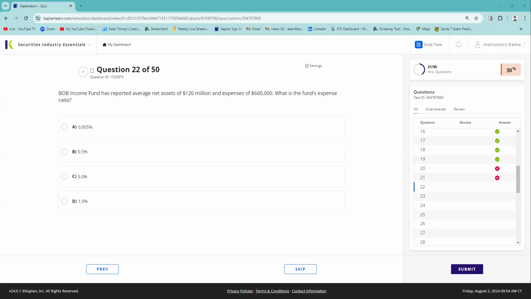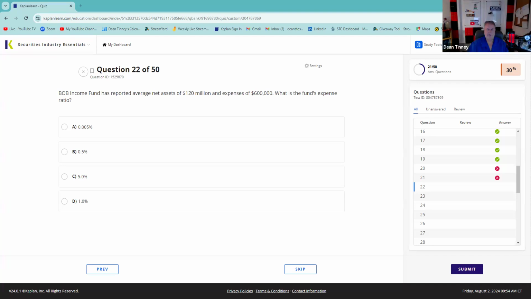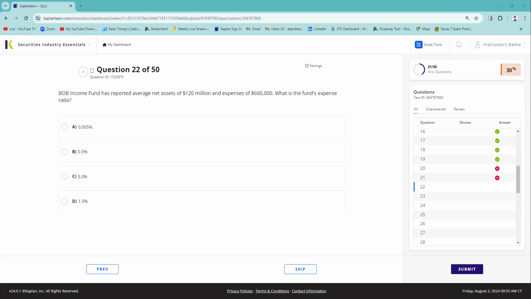Income fund has reported. By the way, just a hint. Ratio always means division. So anytime you hear the word ratio, they're asking you to divide. Ratio. Okay, that's good to know.